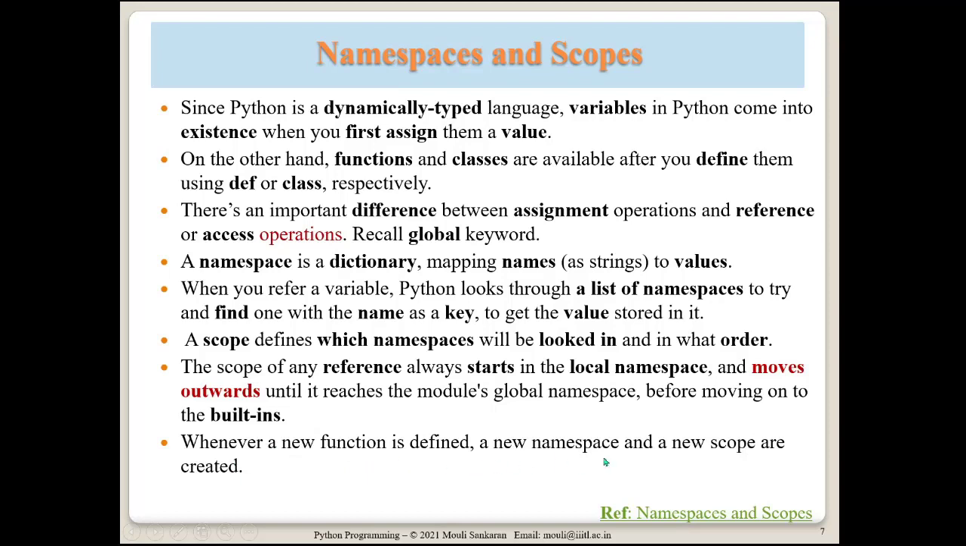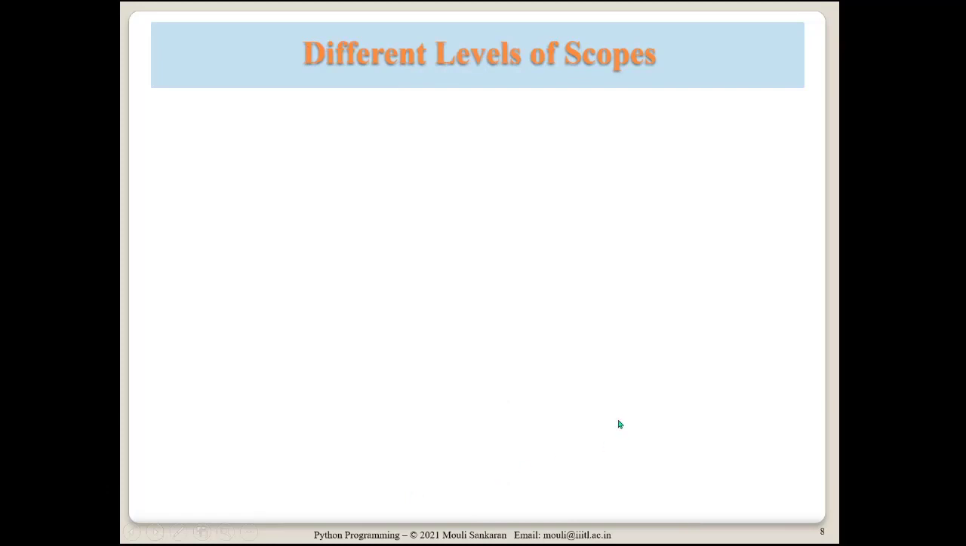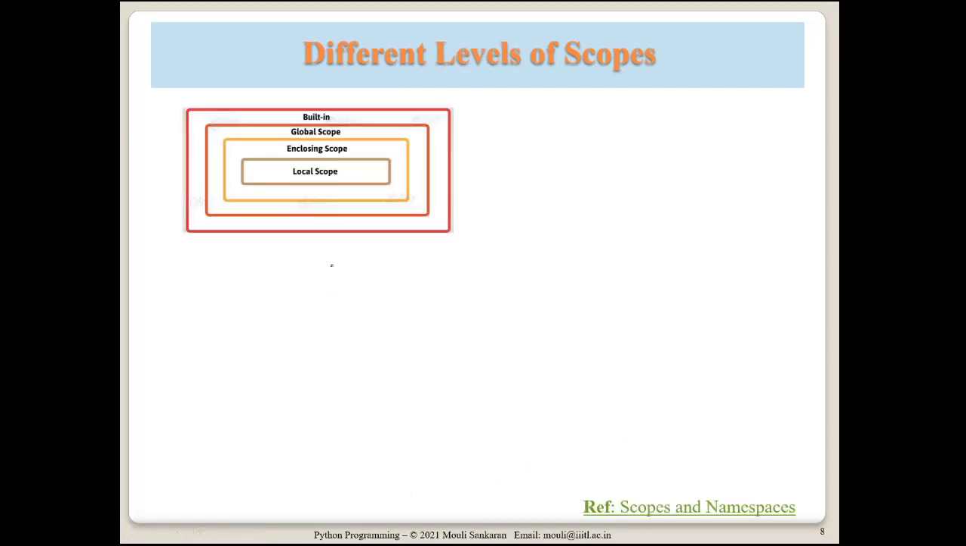Whenever a new function is defined, a new namespace and a new scope are created. So when you define a function, within the function definition a new namespace is created. That is called a local namespace. If it is only one function, fine, but if you have an inner function, then there will be one more namespace which will come in. So now, different levels of scope. This is the local scope, which is within the function. There is an enclosing scope, which is, if you have a function, you are free to define another function within it, an inner function.